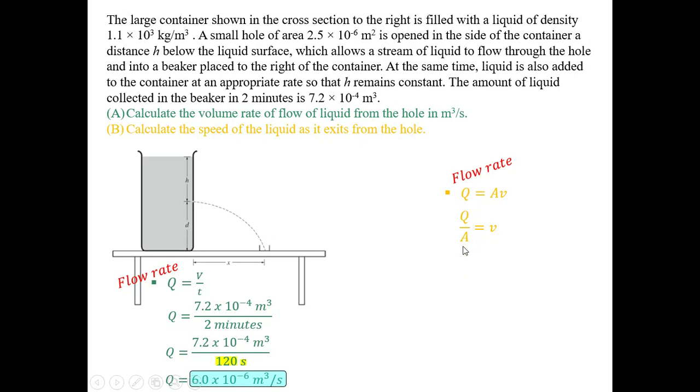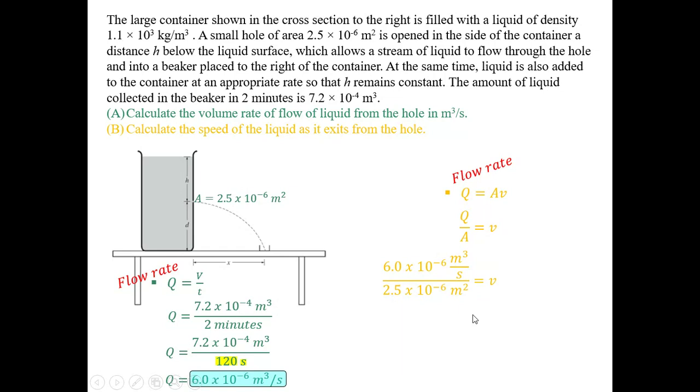Well, I know what Q is, I know what A is, so it's just plug and chug. A here is 2.5 times 10 to the negative 6 meters squared, which is given. Q, once again, I already found in part A. So Q is 6.0 times 10 to the negative 6 meters cubed per second, because that's the unit that I wanted, divided by 2.5 times 10 to the negative 6 meters squared. Once again, pay attention to units. Cubed is volume, squared is area.